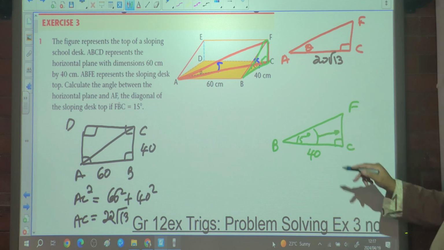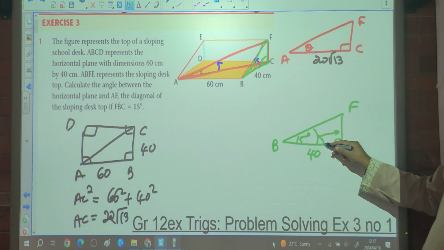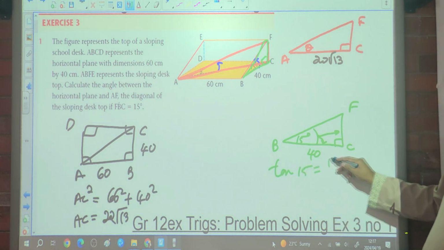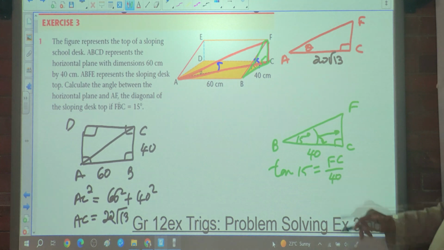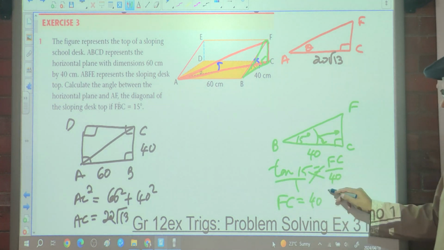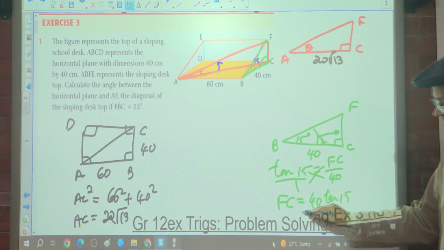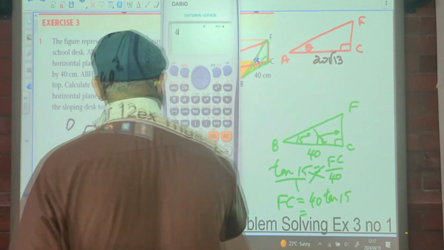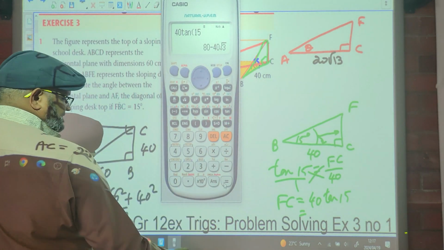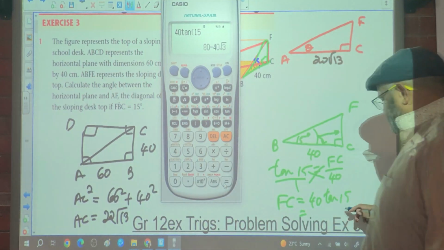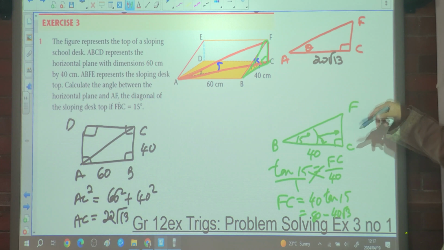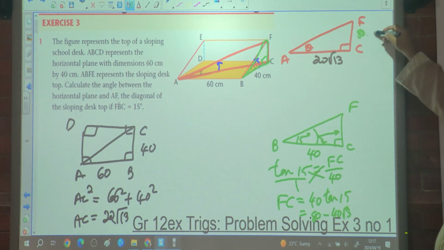So which trigonometry function is this? Opposite and adjacent, which is tan. So tan of 15 is equal to FC over 40. Over 1, cross multiply. So FC is 40 tan 15. 40 tan 15 gives us 80 minus 40 root 3, or you could have written its decimal equivalent.